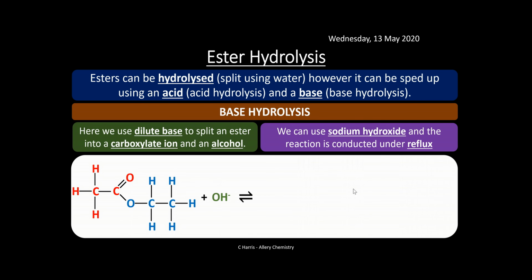So we've got our ester, but notice we have an OH⁻ group here, so it's base hydrolysis. And we form our carboxylate ion here. And then obviously our alcohol is formed as well. So this is just an example of a base hydrolysis. Obviously, it's all in solution.